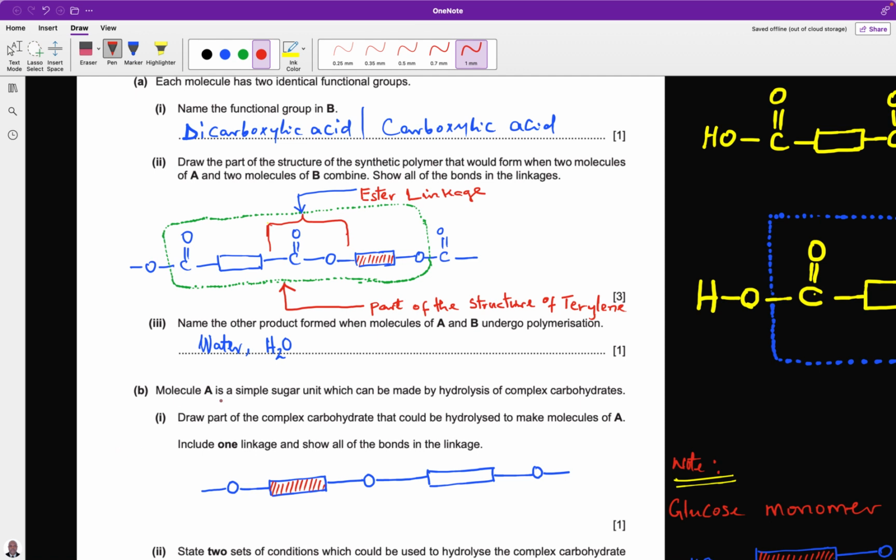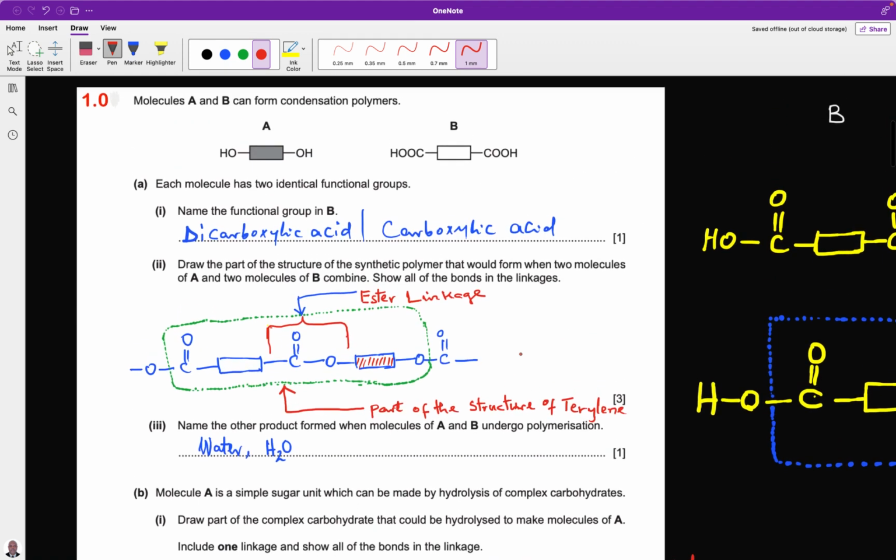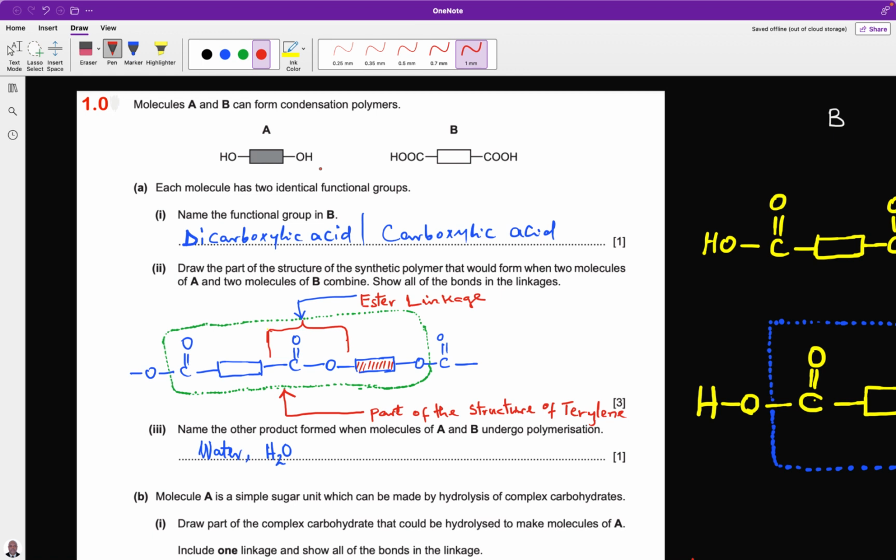Okay, molecule A is a simple sugar unit, which can be made by hydrolysis of complex carbohydrate. Draw part of the complex carbohydrate that could be hydrolyzed to make molecule A. If you look at it critically, molecule A is a diol. It has 2 OH groups there.